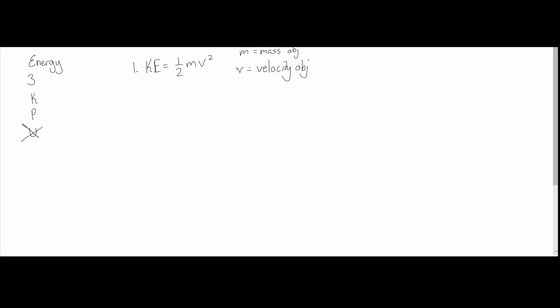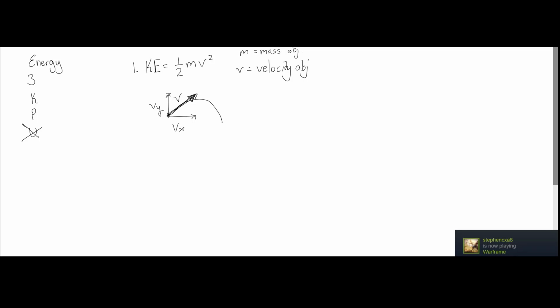This velocity is independent of the direction, so if somebody, say, throws a ball and it's traveling in a parabola like this, and you have the velocity in this direction, it has two components. It has a y component and it has an x component. You want this velocity, which is the overall velocity, the magnitude of that.